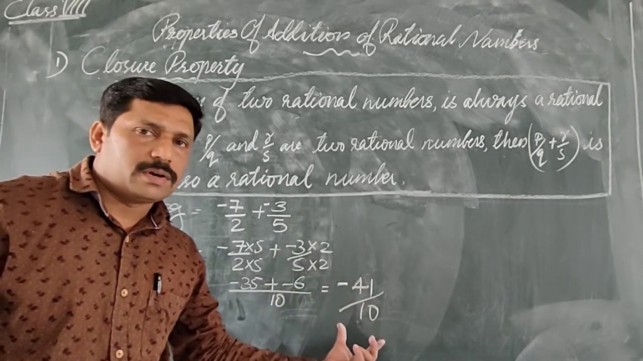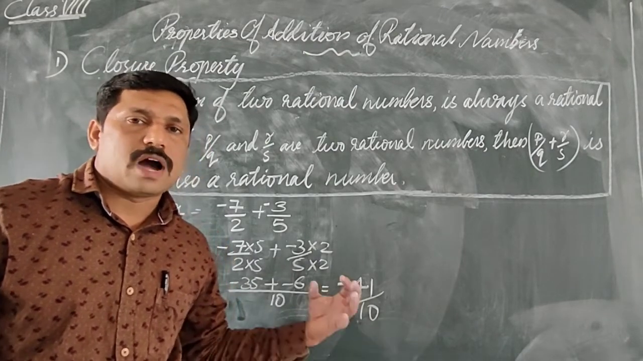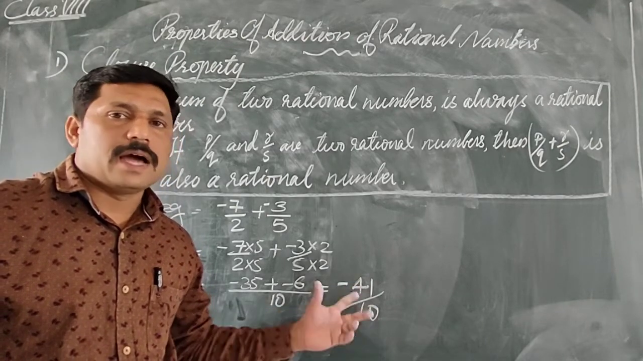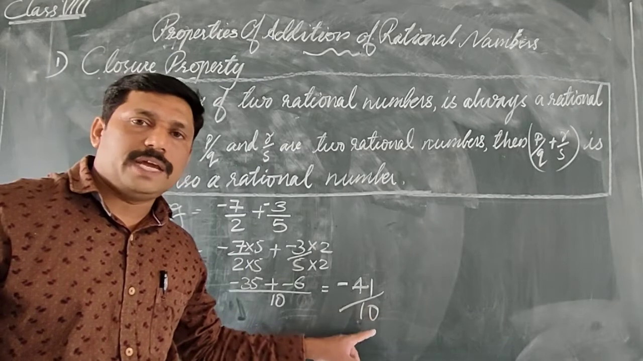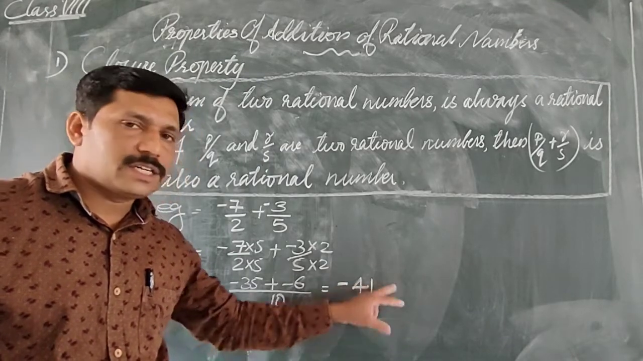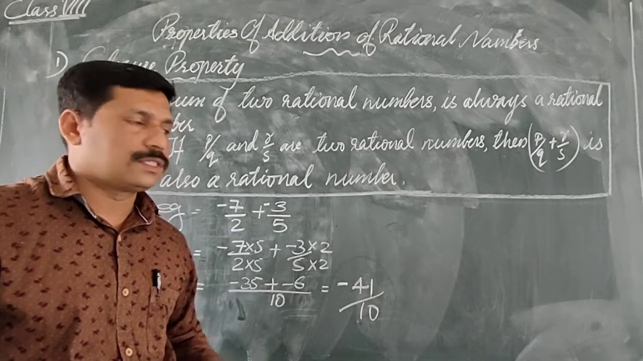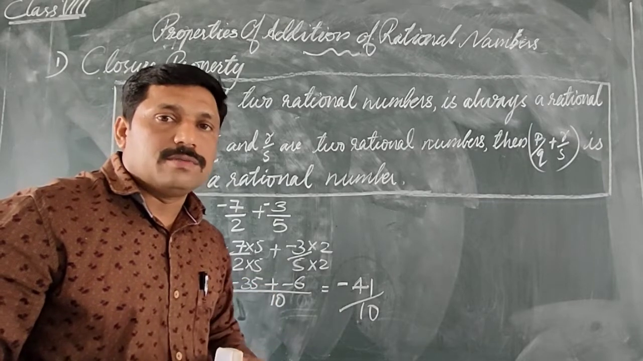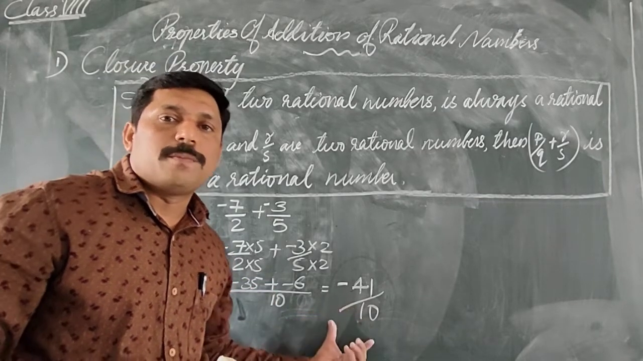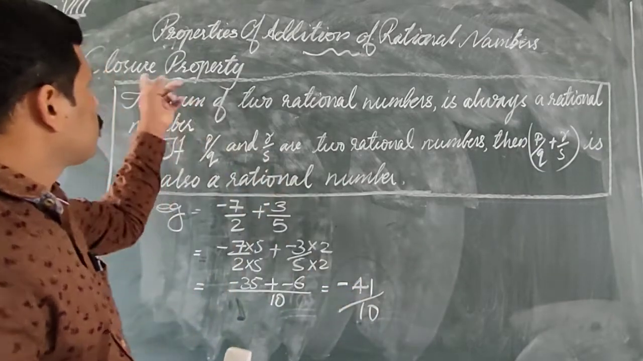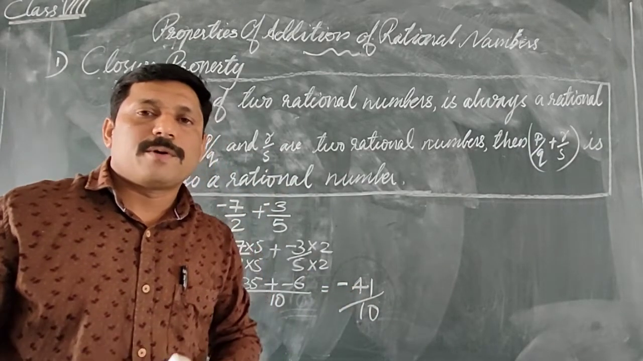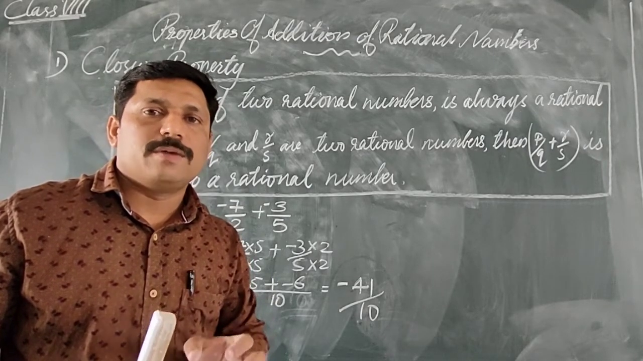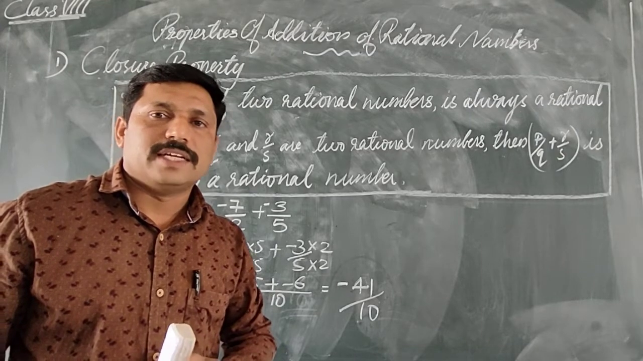Is this a rational number or not? You know how to find out a rational number. What are the conditions of a rational number? A rational number can be written in the form of p by q, and q, that means the denominator, should not be equal to 0. Therefore, all these conditions are satisfied, so it is also a rational number. Whatever the numbers may be, if we add, the result will always be a rational number. This property of rational numbers is called the closure property of rational numbers. So, students, closure property of rational numbers means when we add any two rational numbers, the sum will always be another rational number. I think all of you understood that.